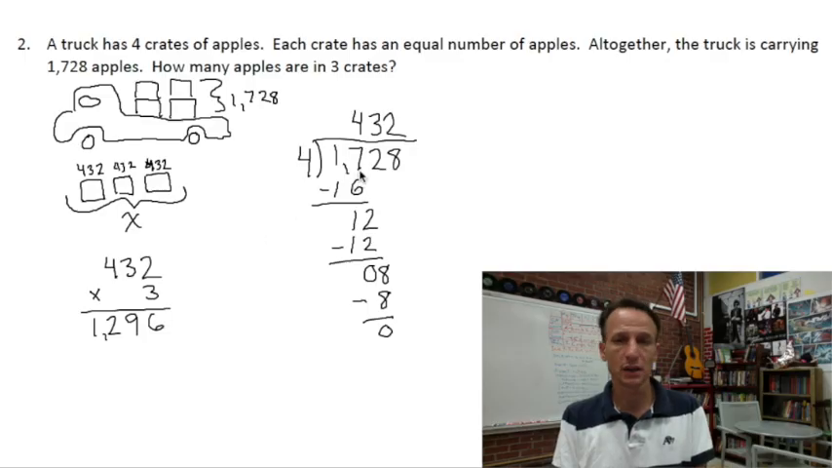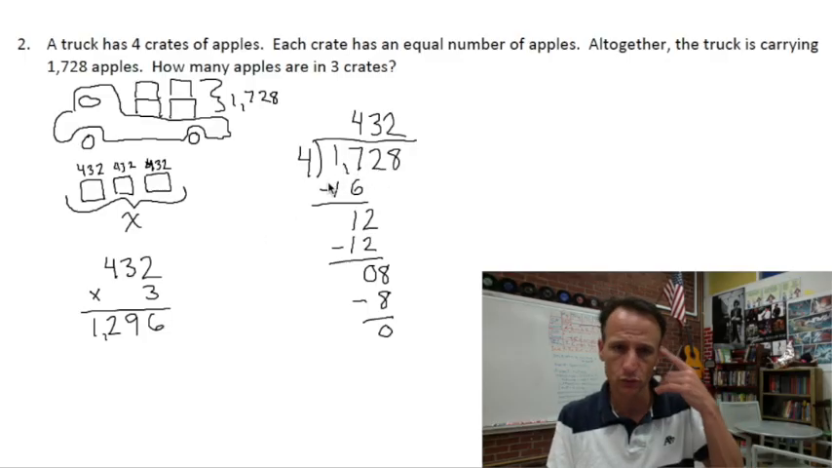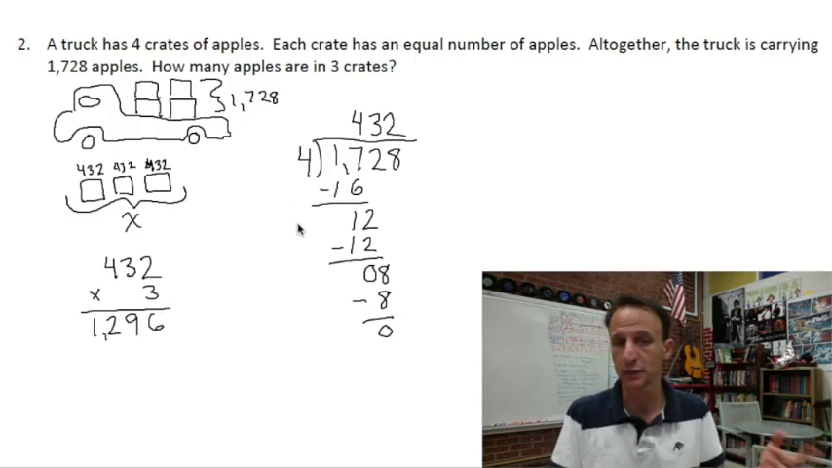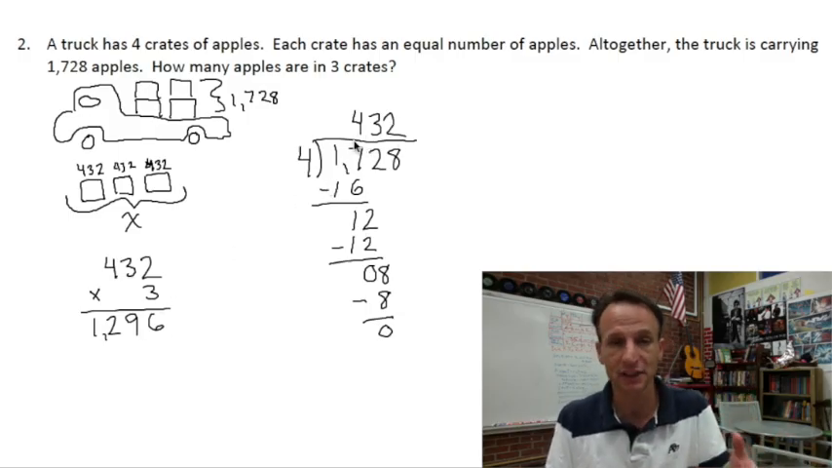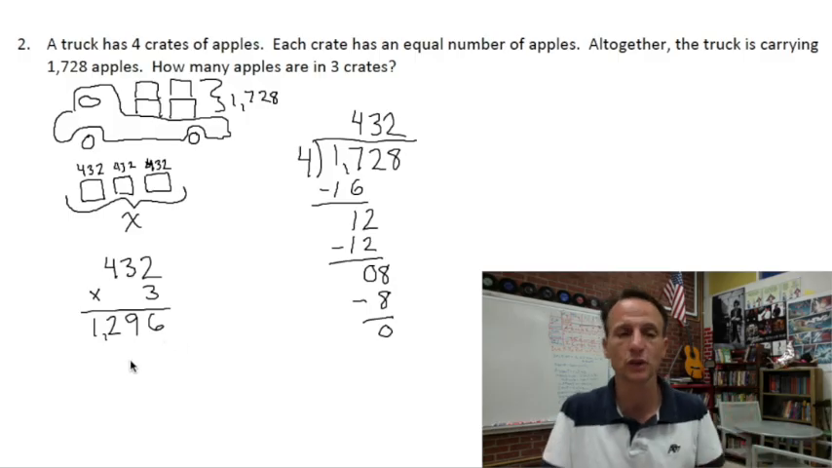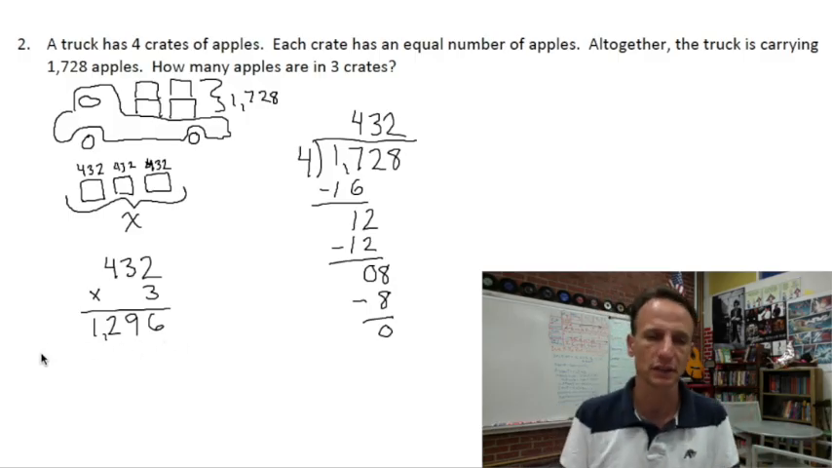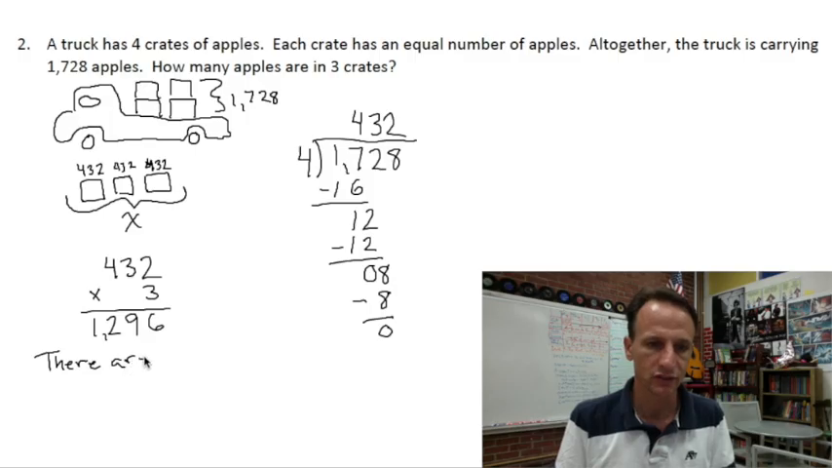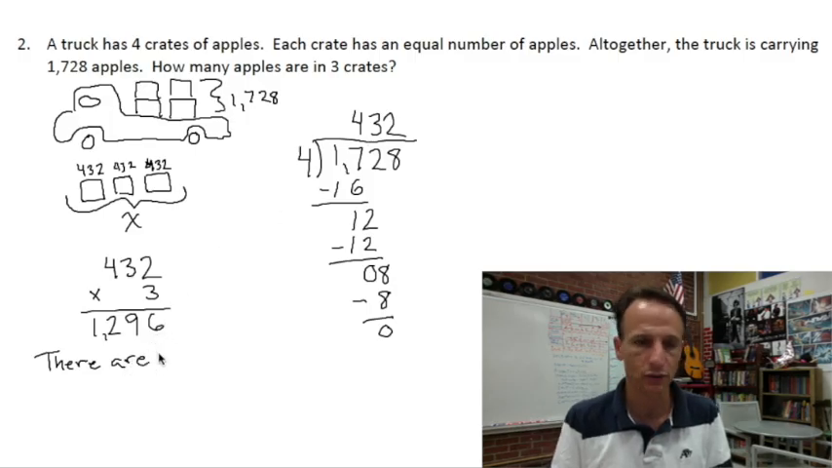If I ended up with a number that was more than the number of apples in 4 crates, I'd say, ooh, something's wrong here. Or if I ended up with a number that was less than how many apples are in 1 crate, I'd say, whoa, something's wrong here. But no, I got a good, reasonable answer. So I can say there are, oh yeah, don't forget that statement. You got to actually answer the question, which was how many apples are in 3 crates.